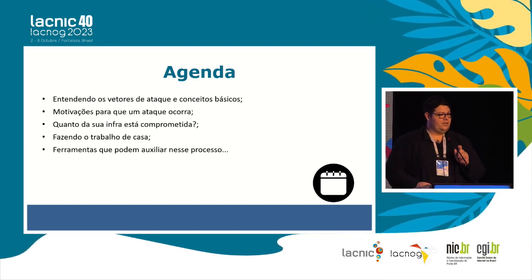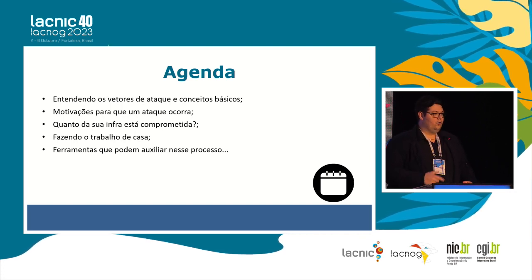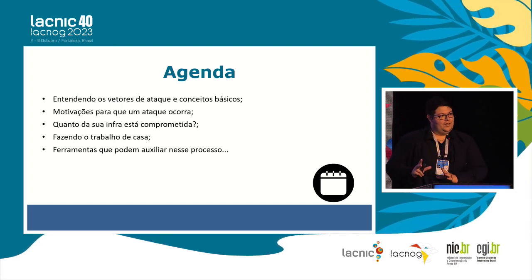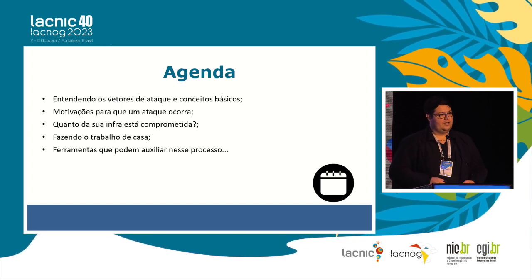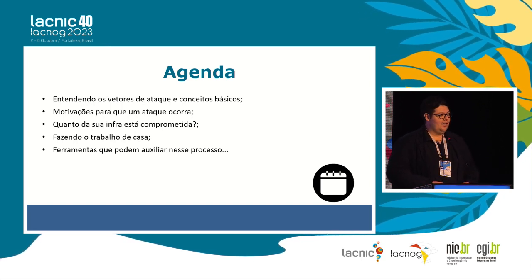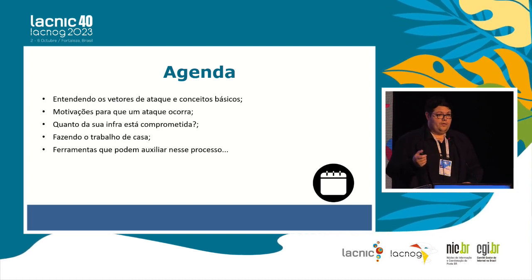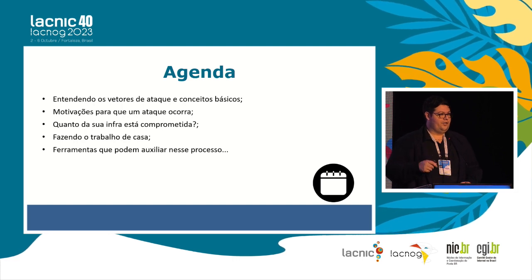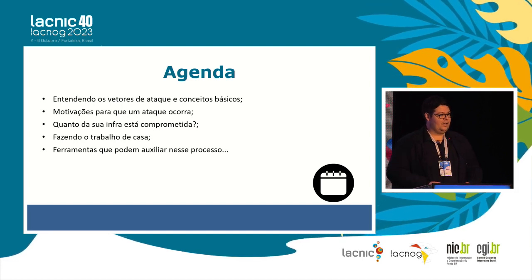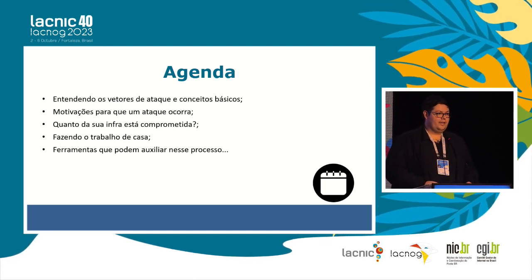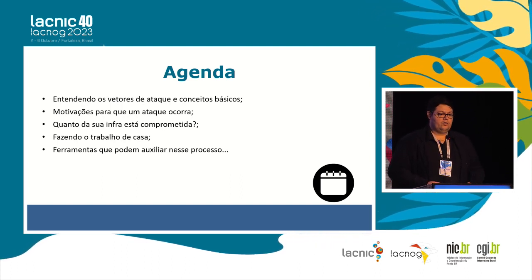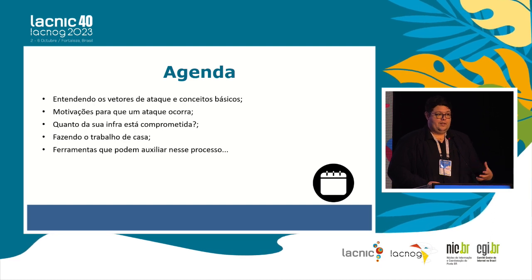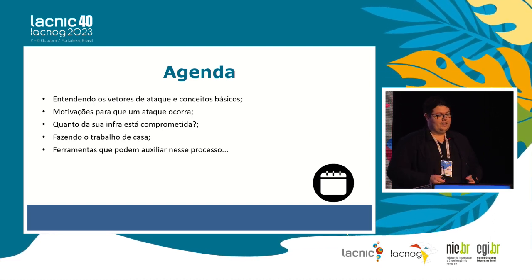So this is the outline of my presentation. We will understand which are the attack vectors and the basic concepts of what we see in the environment of provider networks, then the motivations that an attacker might have, and how much of your infrastructure is compromised. This is very important. We don't want to donate infrastructure to the attacker. So that is why it is important to know and to assess our own infrastructure.